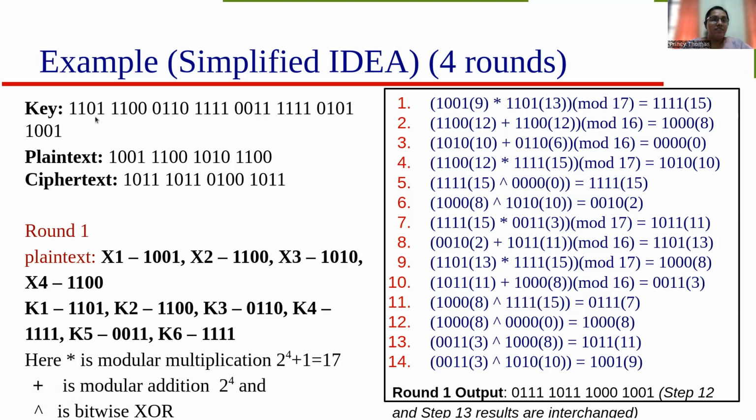So the keys K1, this first 4 bits is K1, K2, K3, K4, K5, and K6. So that's shown over here. Now, in these 14 steps, star is for modular multiplication using mod 17, plus is for modular addition using mod 16, and this caps symbol is for bitwise XOR. So now what we are going to do, what was the first step?